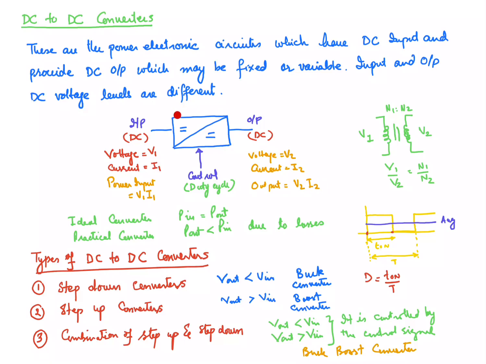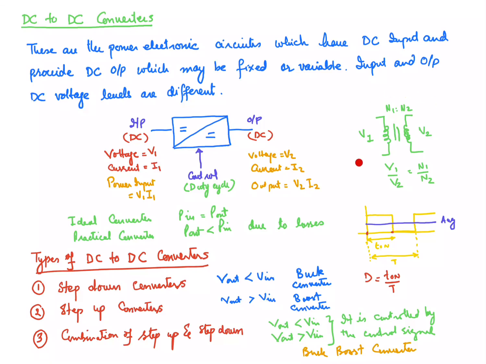If we assume that this is an ideal converter, the input and the output power will be equal to each other. But as we have semiconductor switches inside, there are certain power losses because of the switching, and there is a certain voltage drop inside. So what will be the result? Your output power will be less than the input power due to the losses. So you can say that this DC to DC converter is basically a DC transformer. It works like the transformer.